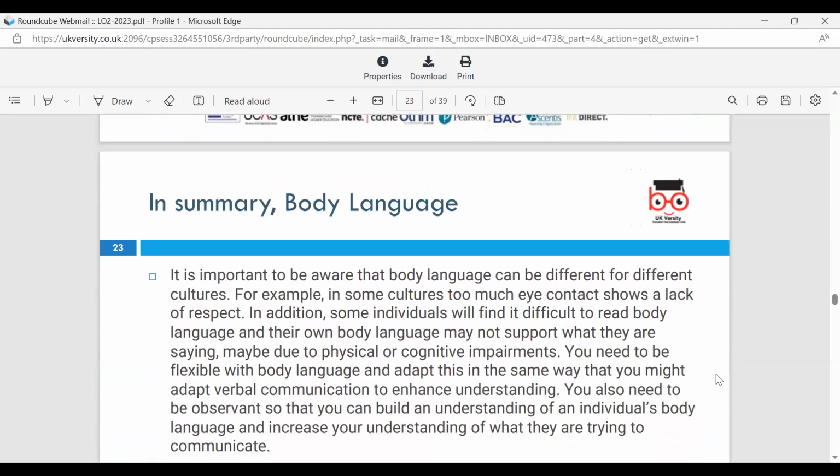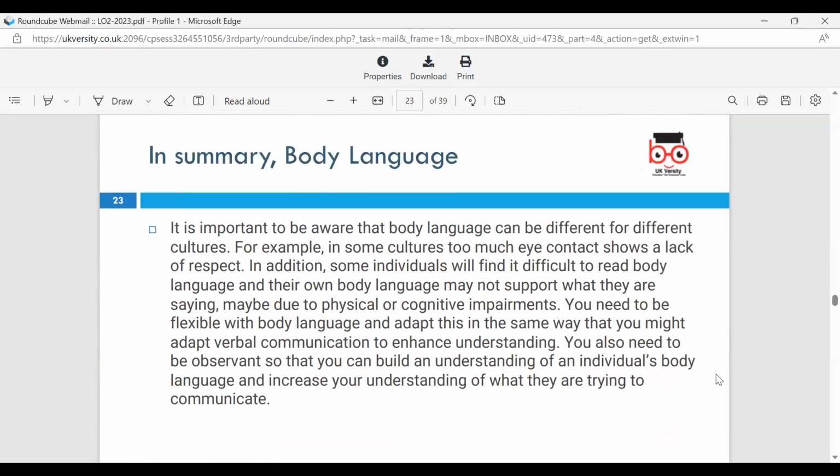It's really important to show patients, probably more elderly and young patients, or patients that have any sort of learning difficulties, that you are listening to them and you have that body language where you are smiling and positive. So in summary, body language.